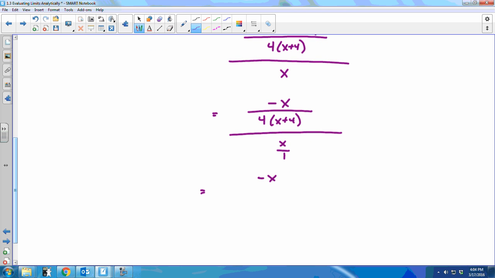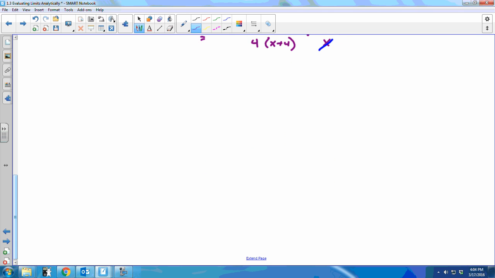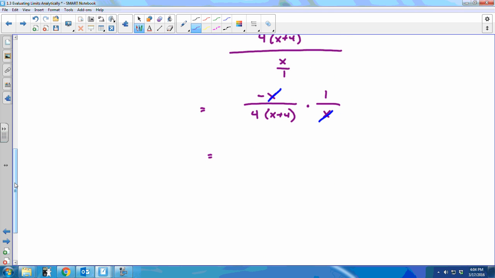So I have negative x over 4x plus 4 times 1 over x. But when I do that, I can cancel these x's out. So now I just have negative 1 over 4 times x plus 4.